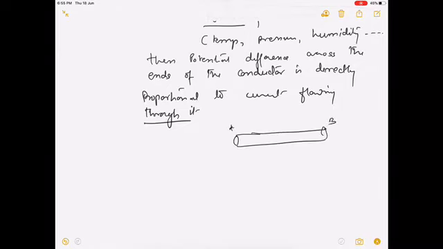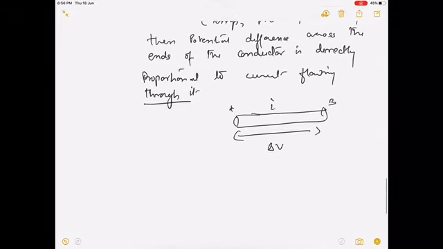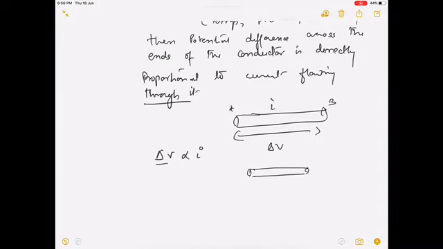So children, under all physical condition remaining constant, the potential difference across the ends of the conductor. Let us consider one conductor. A and B are the two ends. Let del V be the potential difference across the two ends. And then let I be the current flowing. Then del V is directly proportional to I according to this condition. But here there is one main thing is that temperature, pressure, or every physical condition should be constant. Then only the potential, as we will increase the potential difference, more will be the current.